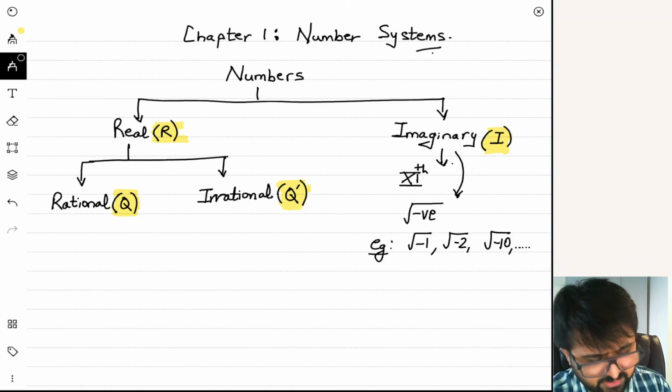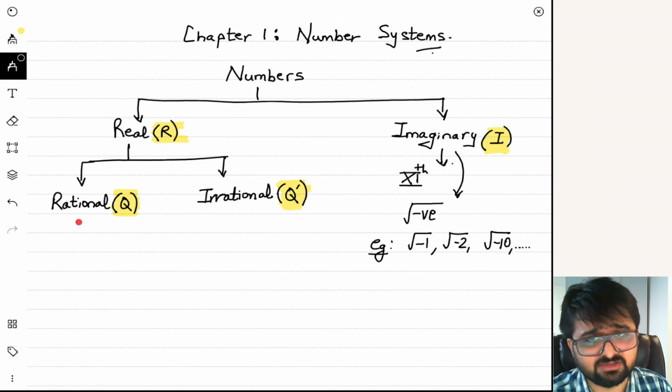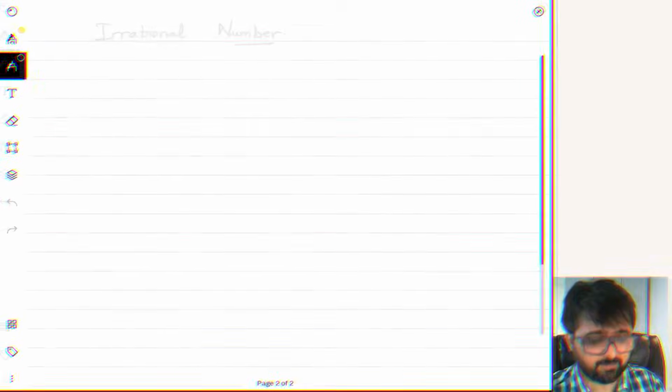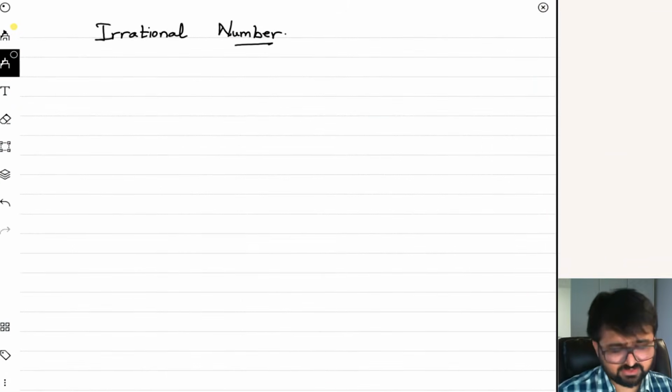All right. Now let's see what's the difference between a rational number and an irrational number. Let's actually start with irrational numbers. Okay, let's study irrational numbers in detail. All right. Now let's look at how to determine if a number is irrational or not.